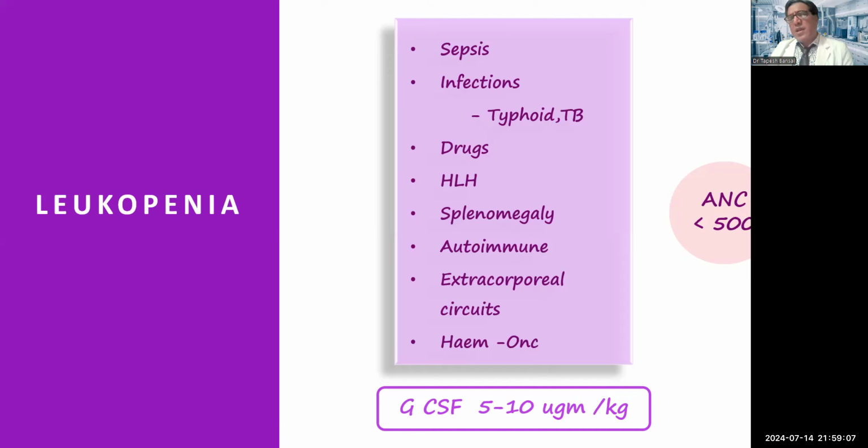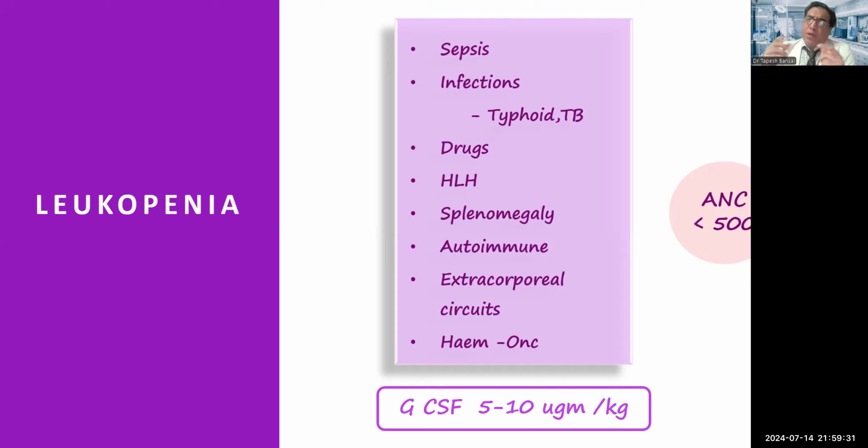Then HLH may have bicytopenia or pancytopenia. And HLH has many causes. It can be due to primary HLH, it can be due to viral etiology, it can be due to connective tissue disorder, it can be due to a malignancy. And in HLH, there will be bicytopenia or pancytopenia, and there will be multi-organ failure or single or double organ failure. And HLH is a serious condition.